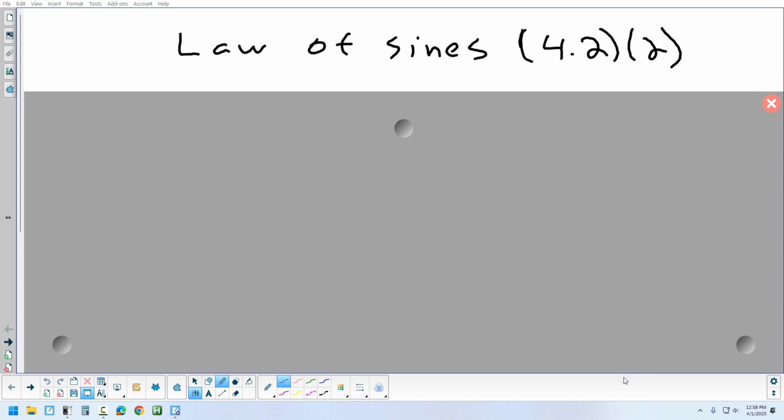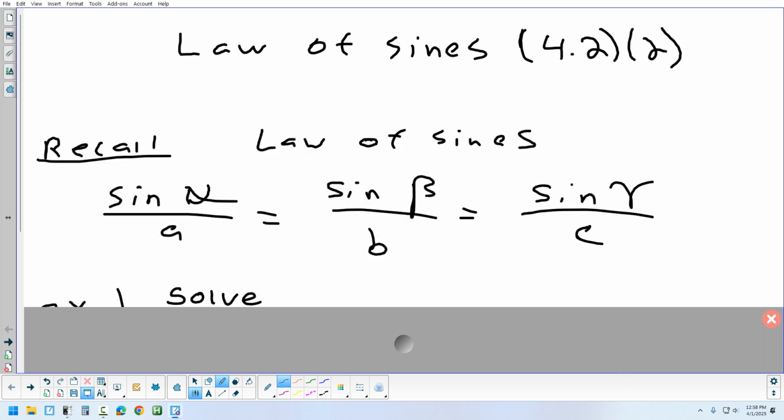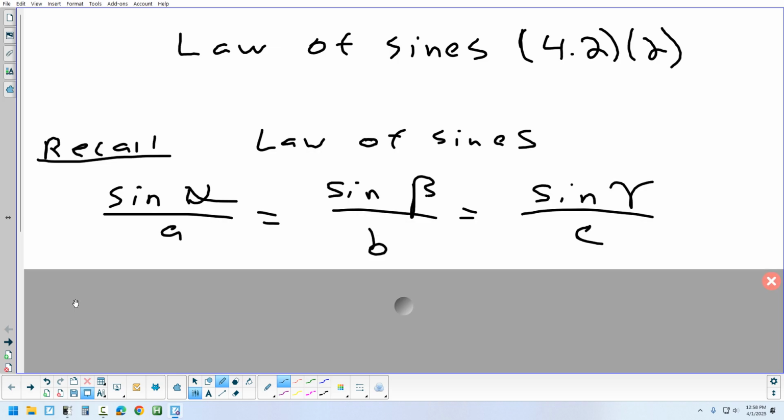All right, so we're going to take a look at the second part of law of sines. Just as a reminder of what the law of sines is: sine of alpha over A equals sine beta over B, which is equal to sine gamma over C. At any one time, how many of those fractions do we use? Just two. Either the first two, the last two, or the first one with the last one.